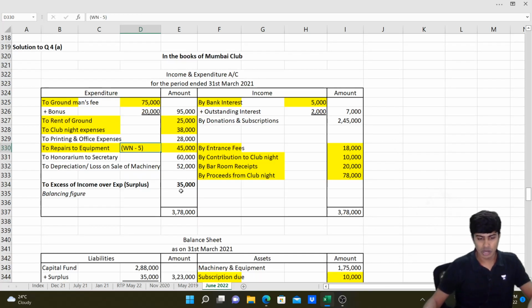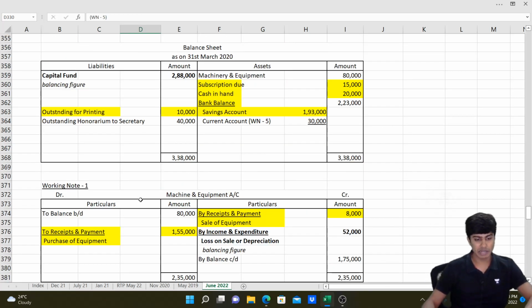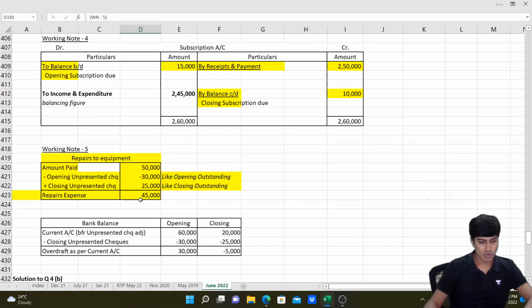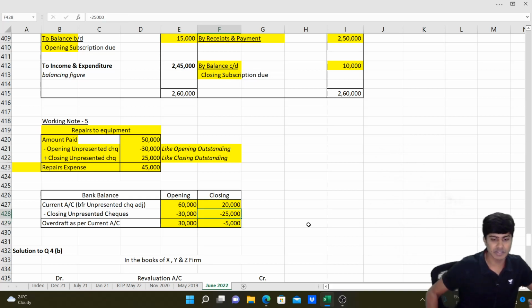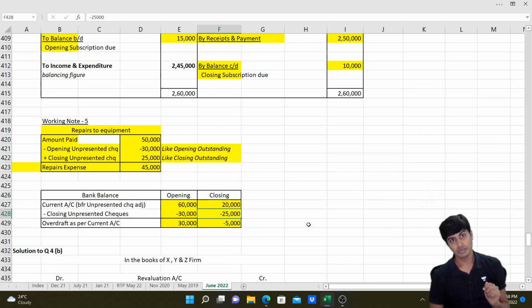Got it? Now our balance will change. Bank balance was initially 60 opening, 20 closing. But those unpresented checks are there. If I adjust that, we are doing BRS. Will not write balances per passbook, should write balances per cash book. I'll deduct 30,000 for unpresented checks. 30,000 will be opening bank balance, current account, and closing after deducting 25,000 it will become -5. So bank balance in current account will no more be an asset, it will be a liability.